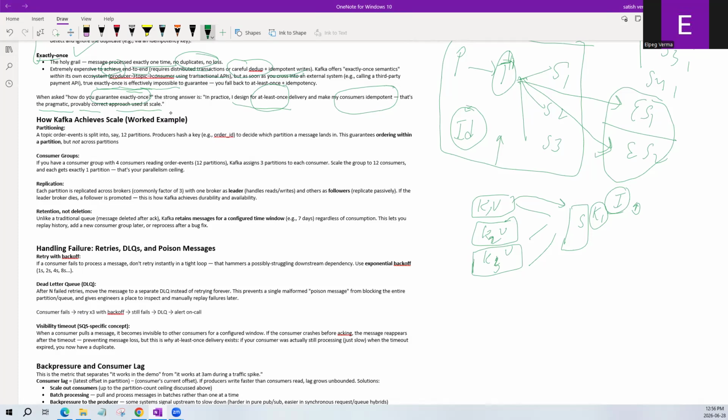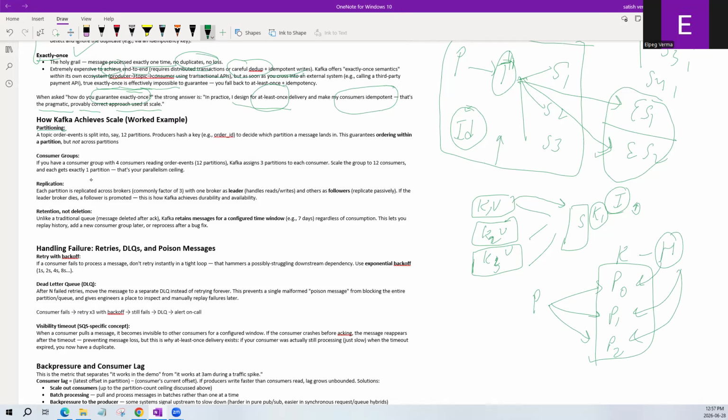How does Kafka achieve scale? Simple: partitioning. A topic, say order events, is split into, say, 12 partitions. The producer hashes a key to decide which partition the message lands in. I already told you this, though I'm not sure. So when we have multiple partitions, partition 1, partition 2, partition 3, Kafka does hashing, and accordingly sends data to partitions.